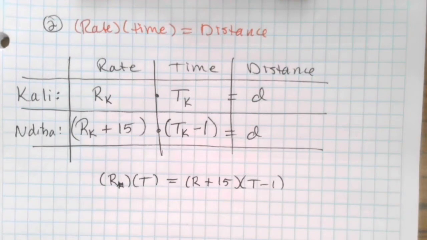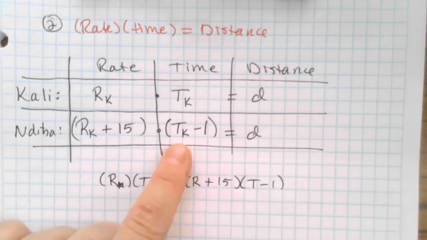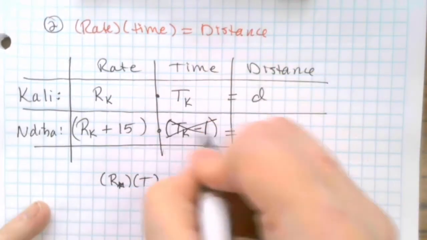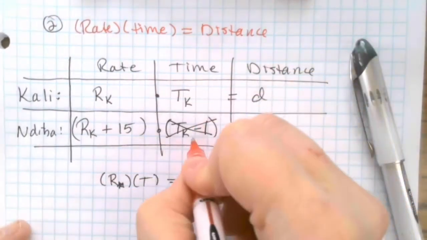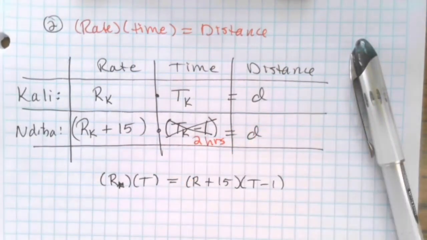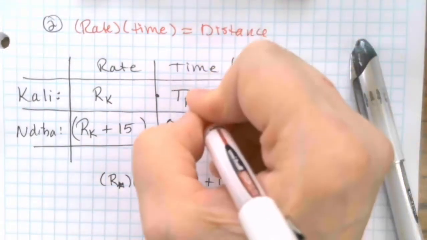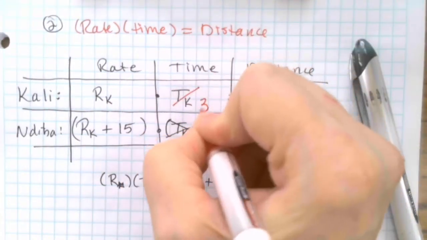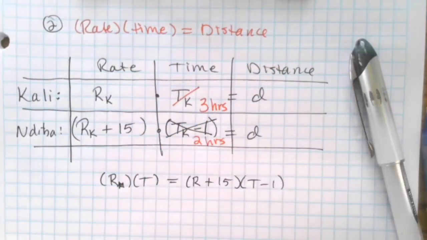Now there's got to be one more thing. I see the part. After 2 hours, Nadiba finally caught up. So her total traveling time was 2 hours. So she did leave 1 hour later, but her total time was 2 hours, which means that Kali's time had to have been 3 hours.